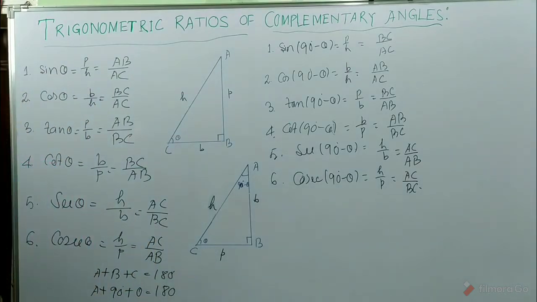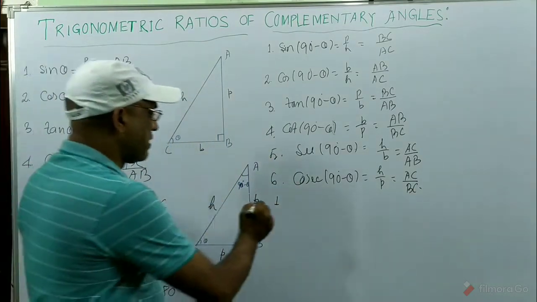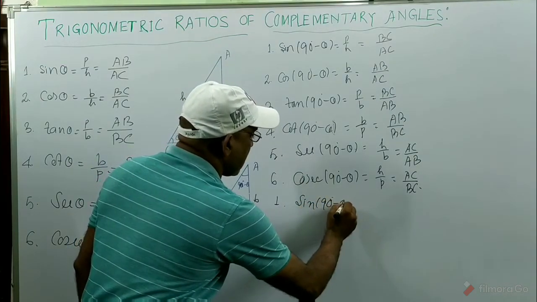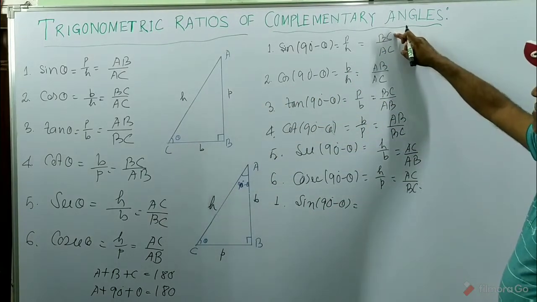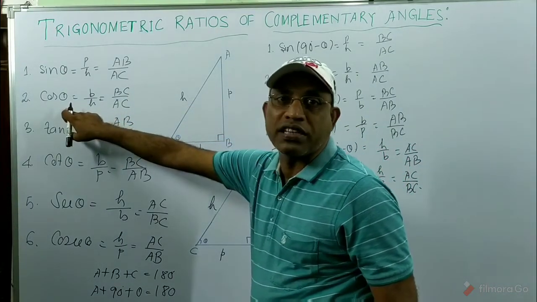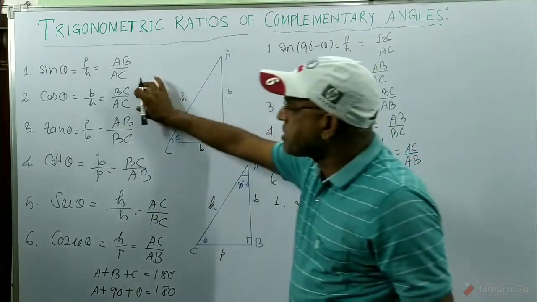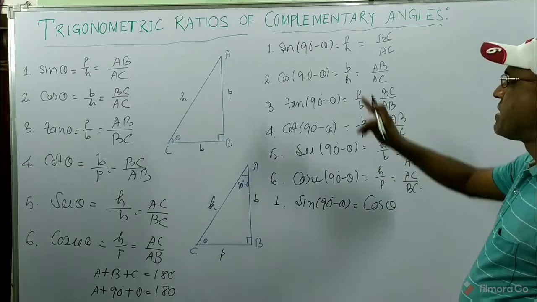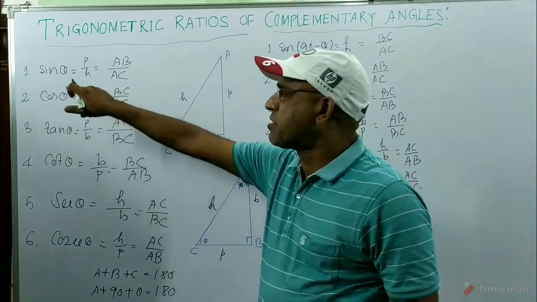Now we rewrite this. Number 1, sin 90 degrees minus theta is BC by AC, and BC by AC means cos theta. So sin 90 minus theta equals cos theta, because the result is BC by AC, and BC by AC is cos theta.